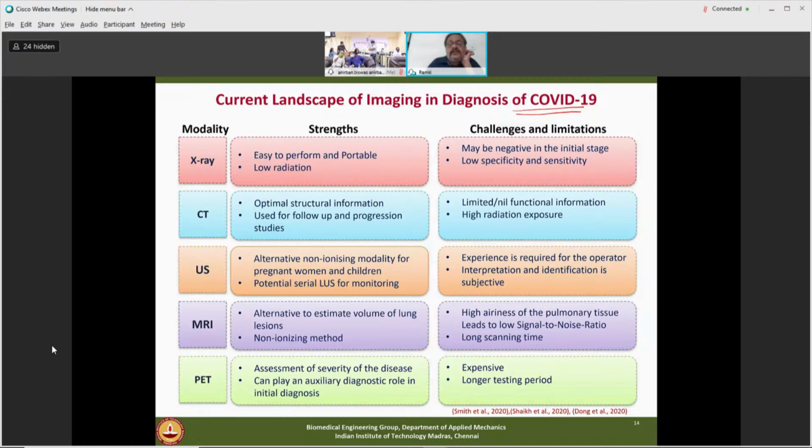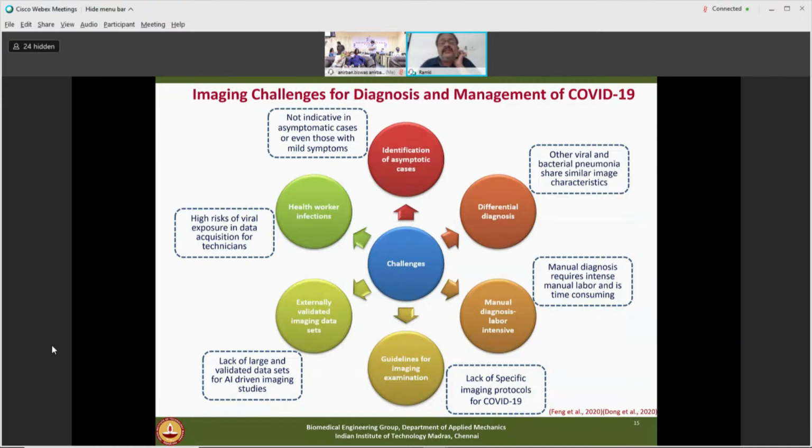So what are all the challenges of diagnosis and management of respiratory disorders with COVID-19? First of all, identification of asymptomatic cases using imaging is difficult. The findings are not indicative in asymptomatic cases, even those with mild symptoms. That is the first one. And other viral pneumonias: you cannot distinguish them, because similar image characteristics are found in COVID-19.